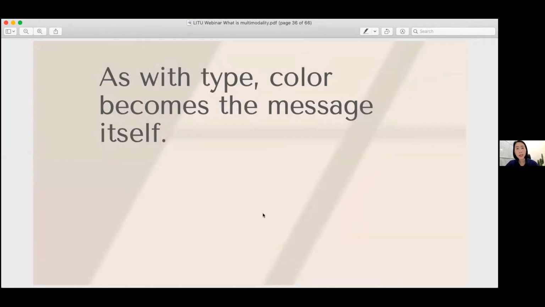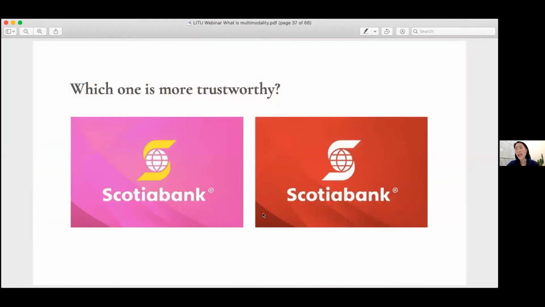Also, what about colors? As with type, color becomes the message itself. Again, sometimes we see the color and we say, yeah, that's fine. But if we really think about it, if we want to go to the bank, let's say Scotiabank, which one is more trustworthy to you? Which bank do you want to go to? Probably the one on the right. Anyone want to go to the bank on the left? Maybe you do because you just love pink or something like that. But normally, right? And colors, as I said, have a lot to do with research.